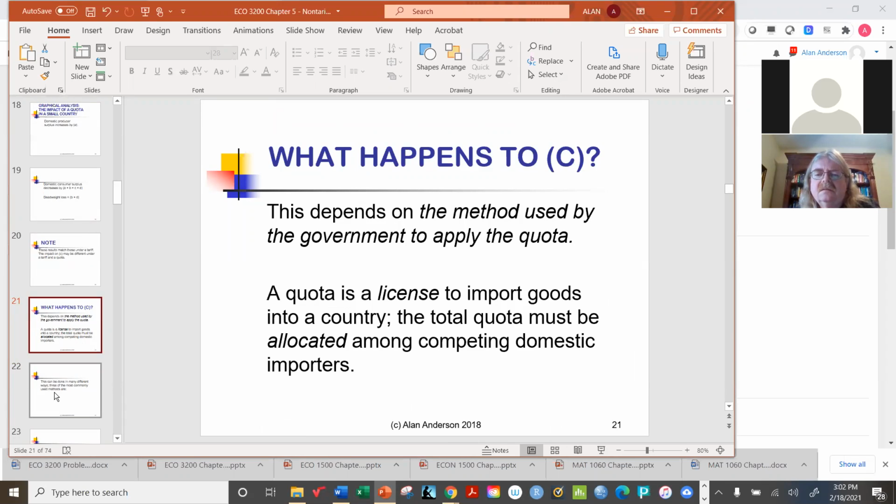Now, it turns out, though, that under some conditions, a quota could, in principle, bring some revenues to the government because a quota is a license to import goods into a country. In other words, if I'm an American car dealer and the government says, you know what, Japan can only sell us 2 million cars, I want to be the person who's able to import those 2 million cars. But there are other dealers as well who want to import those cars. So the government, if it wants to, can actually auction off the rights to import those Japanese cars. And if it does that, that will actually bring it revenues. But it doesn't usually work that way. Usually it's just a strict numerical limit.